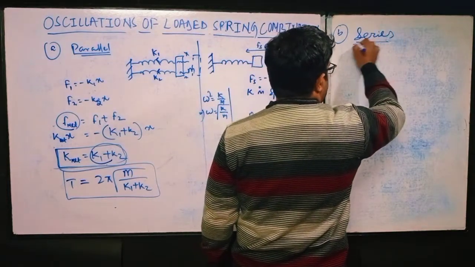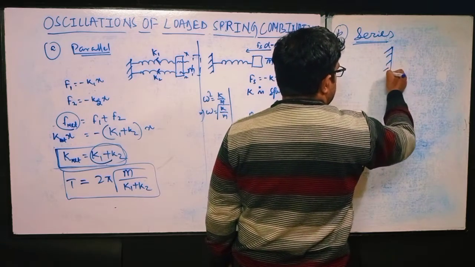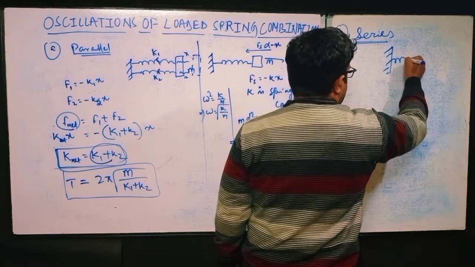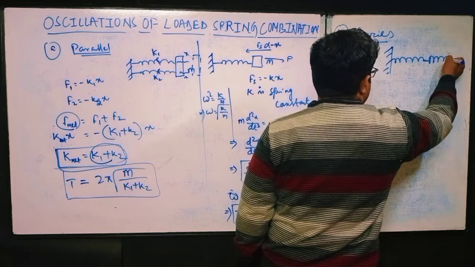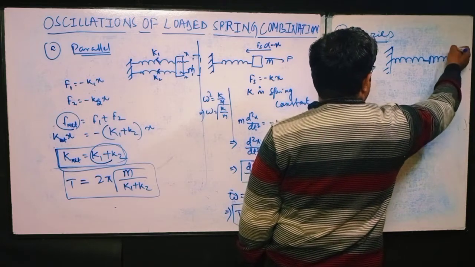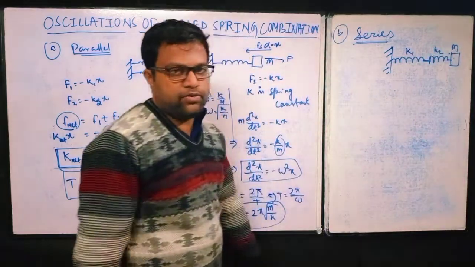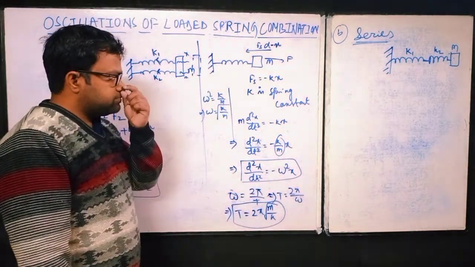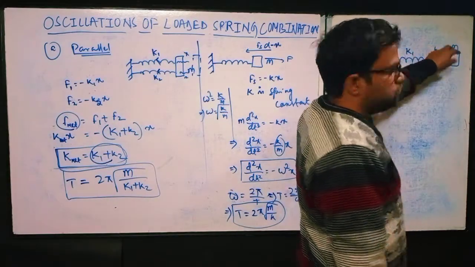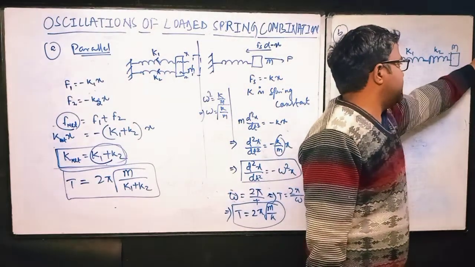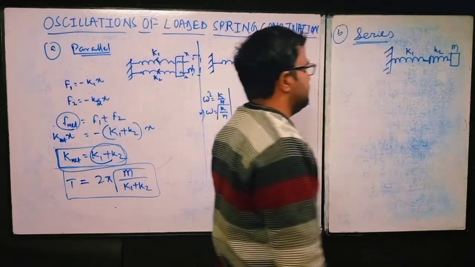So if two springs are connected in series, let's say end to end, one spring, then another spring, then the mass m is connected. Let's say this is the spring constant k1 and this is the spring constant k2. So how will you apply the force? On both the springs the same force will be there, the same restoring force, because you are applying a force, let's say F to the right, the same restoring force F will be to the left.